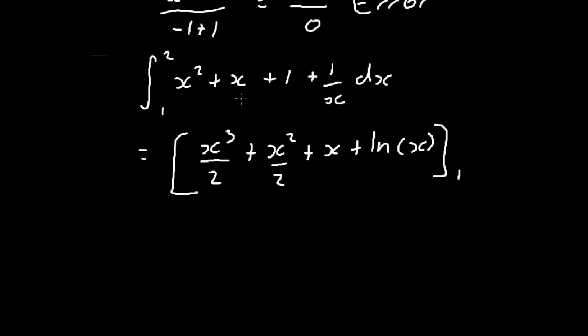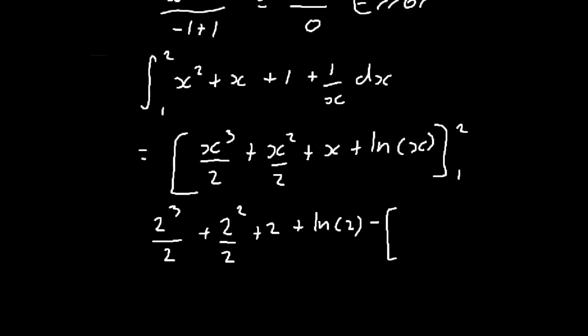Okay, and that is all the integration that we've done. Now we just need to substitute in the values. So that's what the definite integral is. So we substitute in the values of 2 on the left-hand side. So it becomes 2 to the 3, 2 to the 2, plus 2, plus ln 2, and now minus everything but with the value of 1 substituted in there.